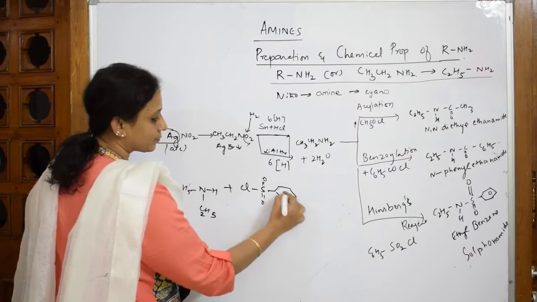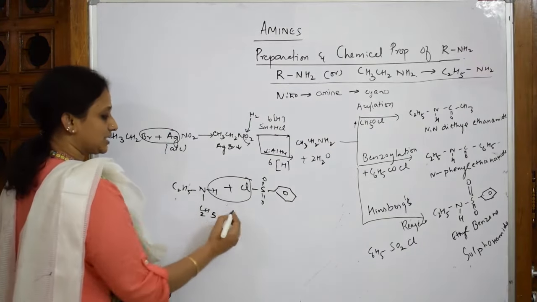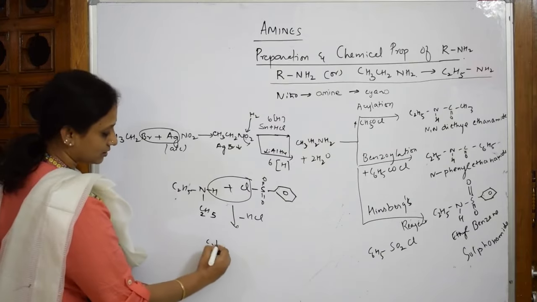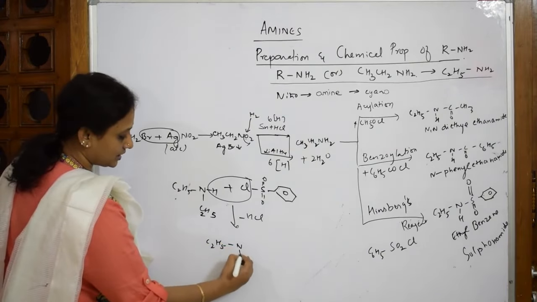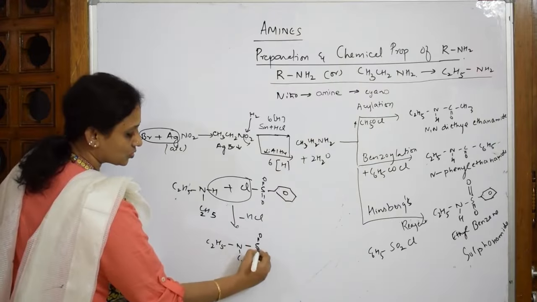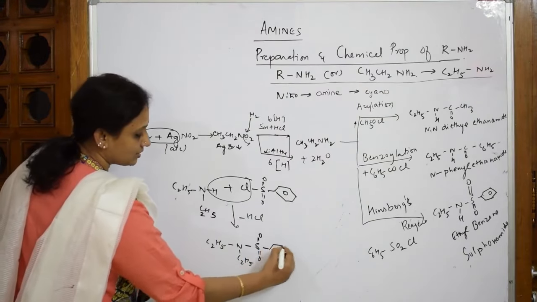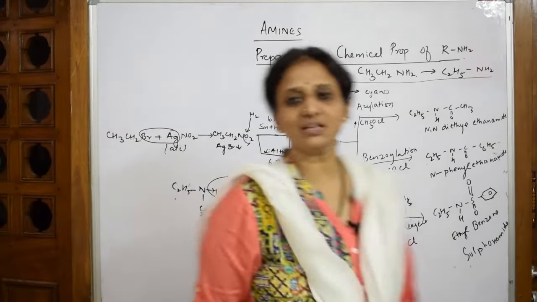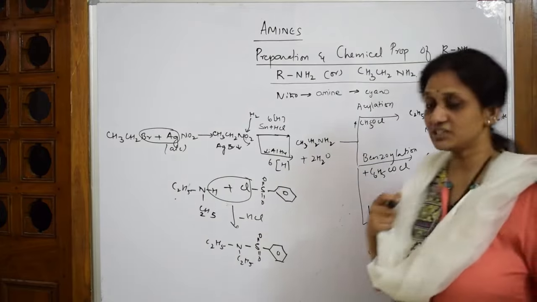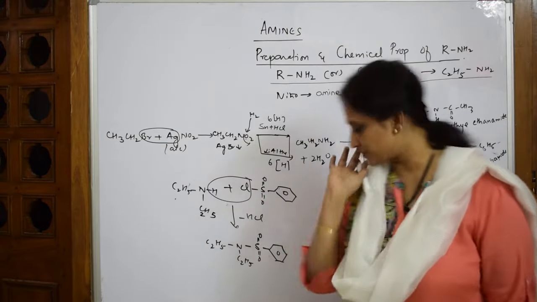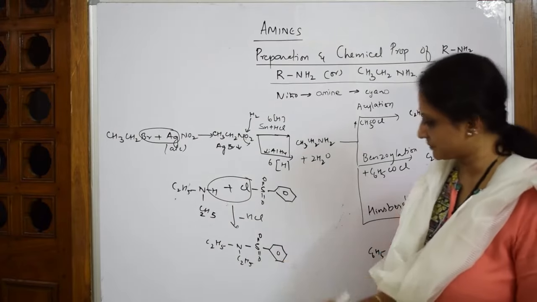Same story again. Take out HCl and join C2H5 N C2H5 SO2 and benzene ring. This is one more modification of this. Instead of primary amine, I took secondary amine, nothing else. Now, can I take a tertiary amine? I can't, because there are no replaceable hydrogen atoms. So how do you name this?